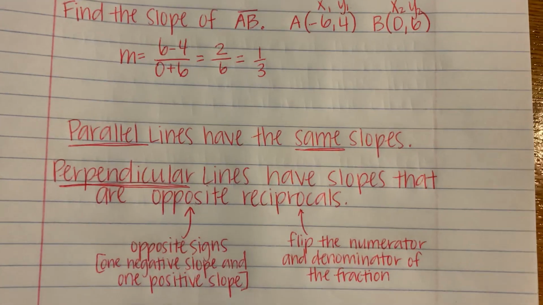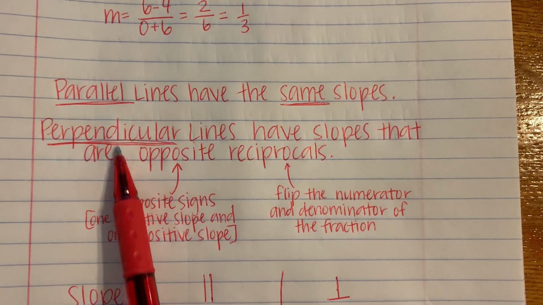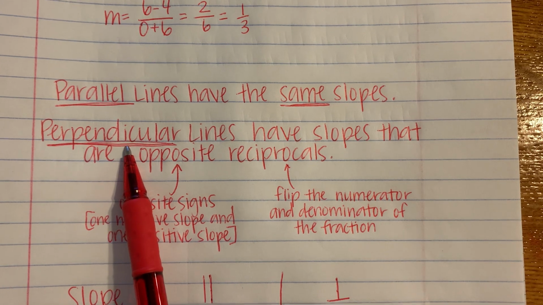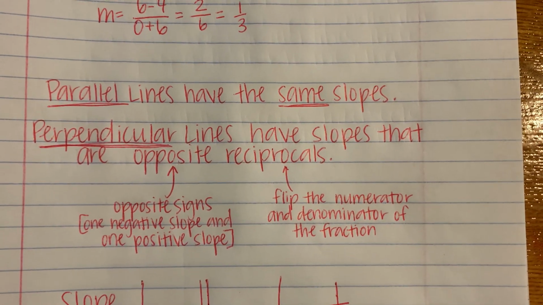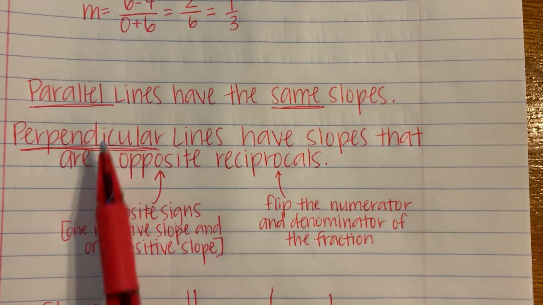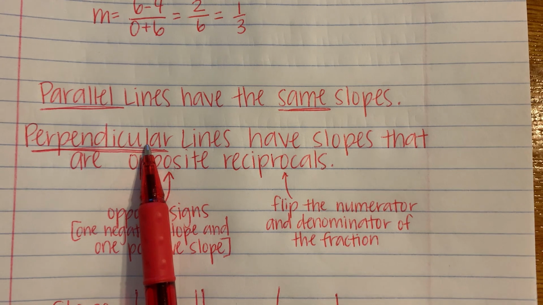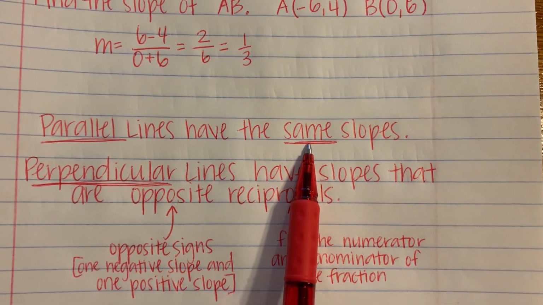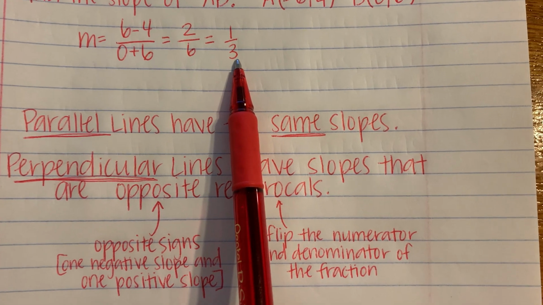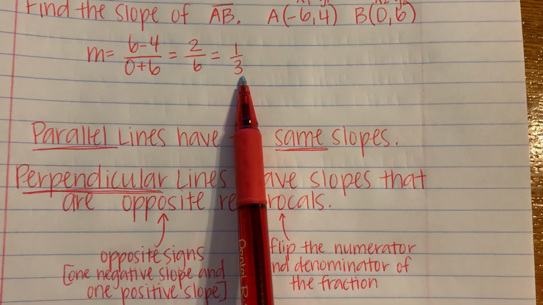The other thing that this section talks about is parallel lines and perpendicular lines. Okay, so if I give you two slopes for lines, then you should be able to tell if they are parallel, perpendicular, or neither. Okay, so parallel lines have the same slope. So if I had another line that had a slope of 1/3, then those two lines would be parallel.